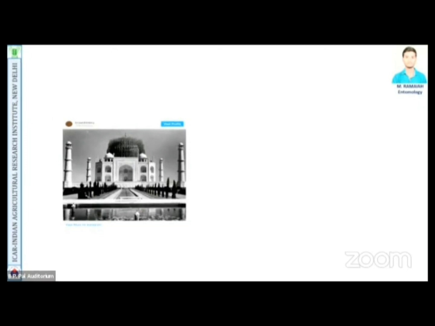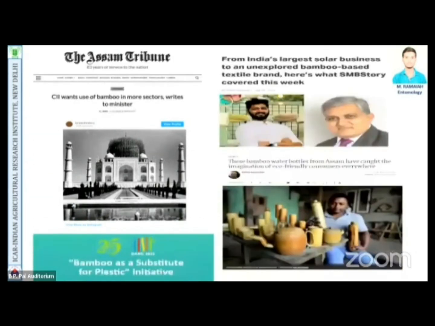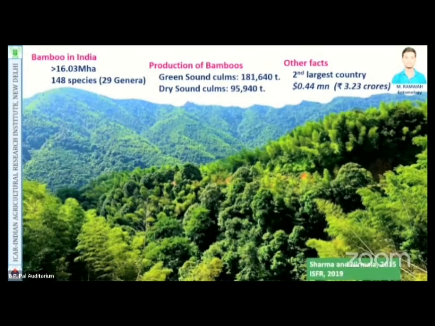about the bamboos. As we know, bamboo is an integral part of our livelihood. During World War II, the Taj Mahal dome was covered with bamboo scaffolding. There are many publications and articles showing the significance and importance of bamboo. So what are these bamboos?